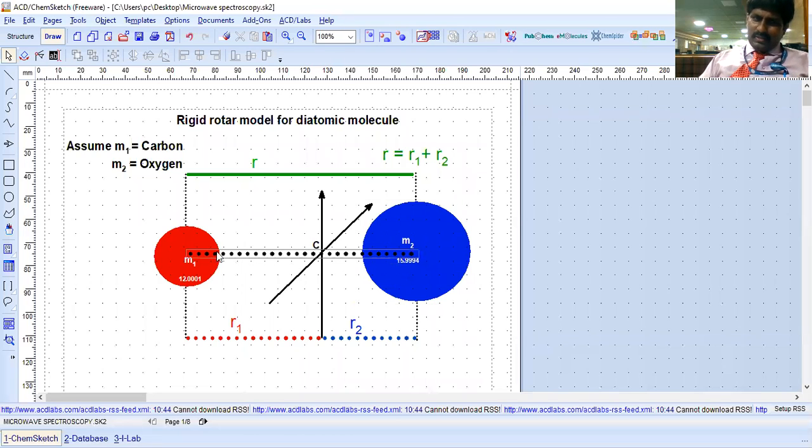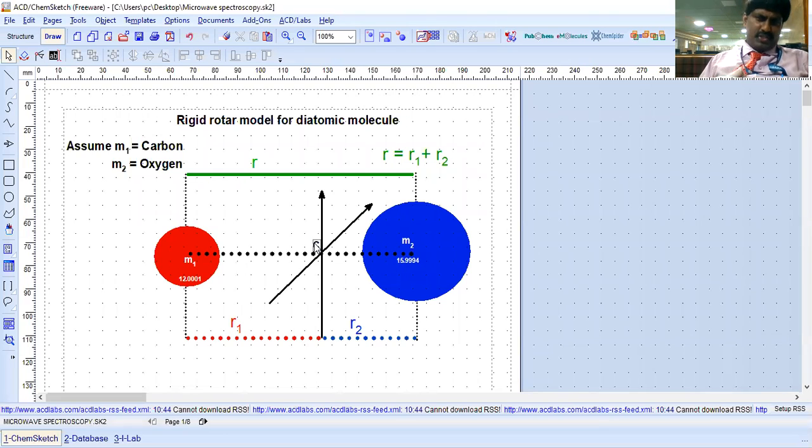Now, the center of gravity of this molecule will be located near the oxygen, because the atomic mass of oxygen is 16 and the atomic mass of carbon is 12. That is why the center of gravity of the molecule is located near the oxygen. This is the center of gravity, which we have indicated with C.